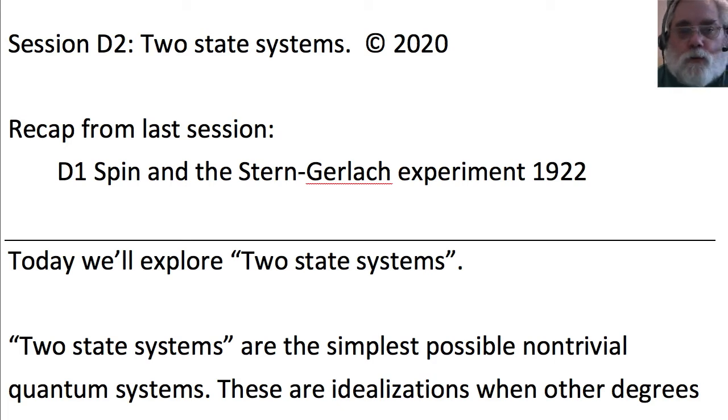This is session D2 on two-state systems. Last lecture, D1, was on spin in the Stern-Gerlach experiment from 1922, in which intrinsic spin angular momentum was discovered in an experiment involving magnets and neutral silver atoms. The atoms split into two beams, and so that is a two-state system, and today we will explore two-state systems.